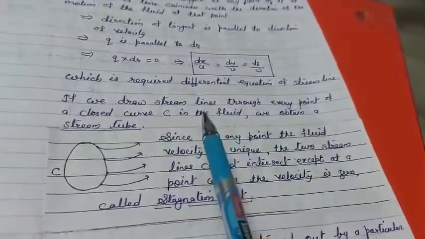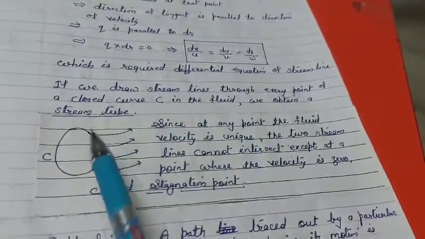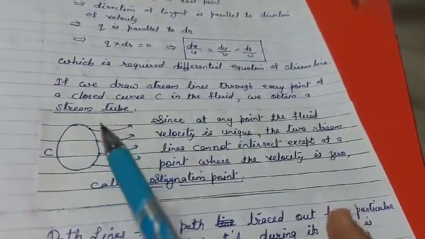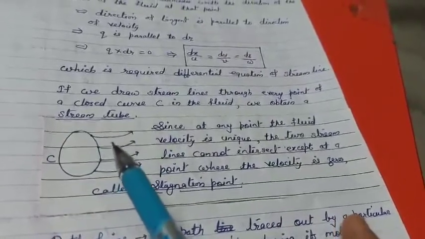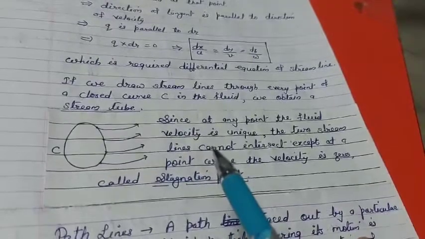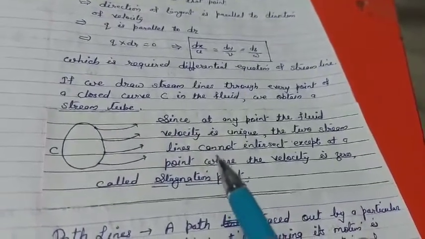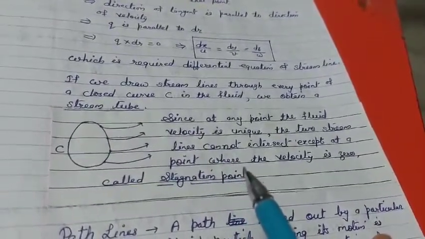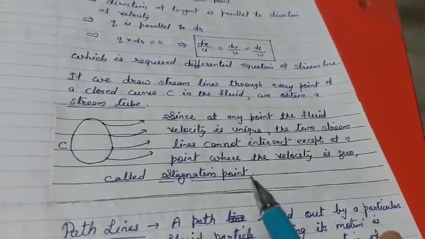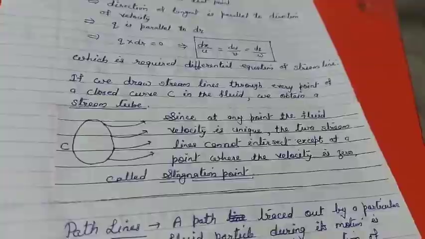If we draw streamlines through every point of a closed curve C in the fluid, we obtain a stream tube. Since at any point the fluid velocity is unique, two streamlines cannot intersect except at a point where the velocity is 0, and this point is known as a stagnation point.